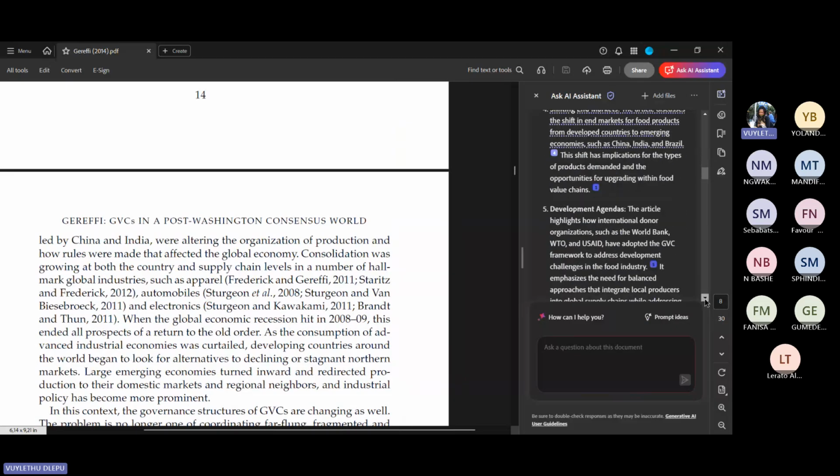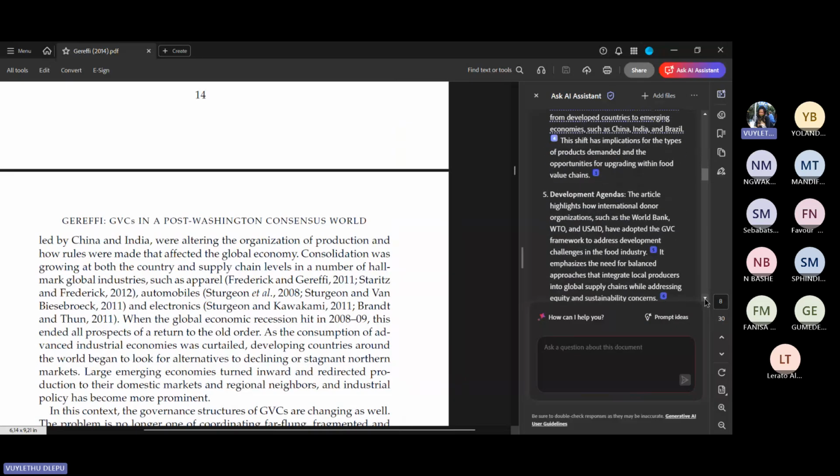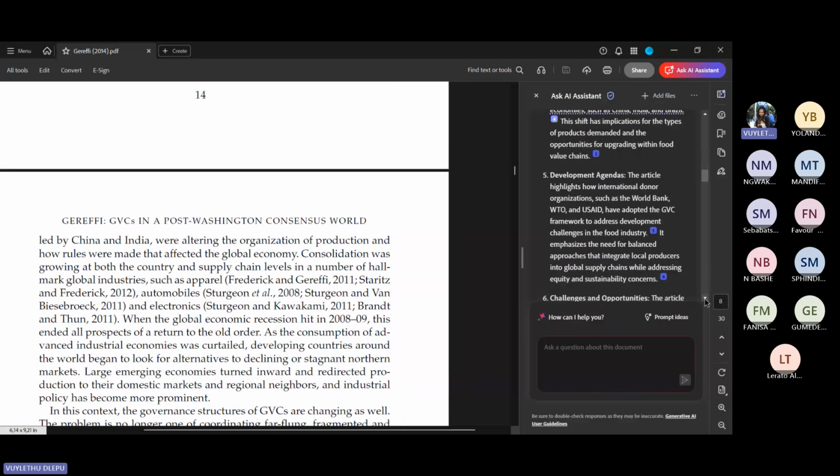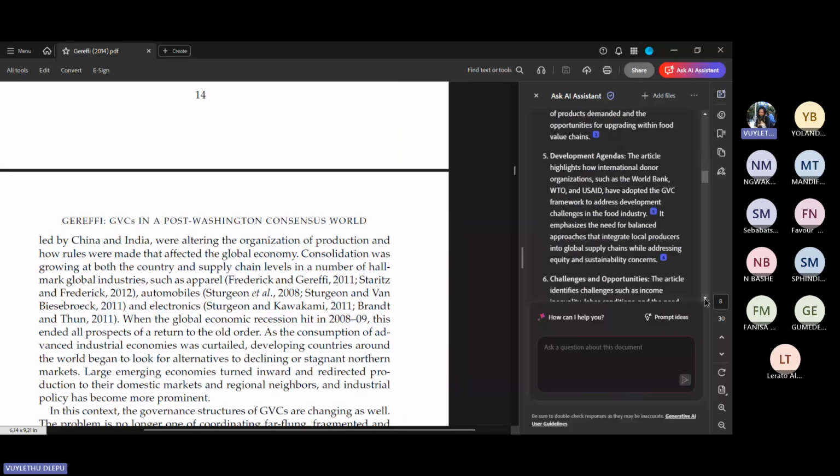Development agendas. This article highlights how international donor organizations such as the World Bank, WTO and USAID have adopted the GVC framework to address development challenges in the food industry. Okay, that one is not stating the challenges. It's just telling us something though.